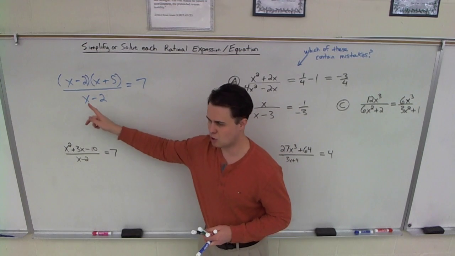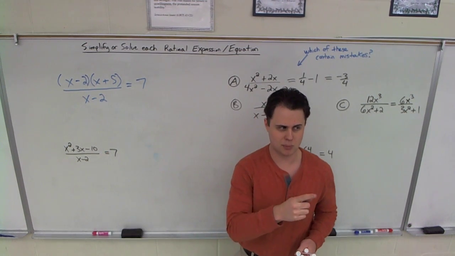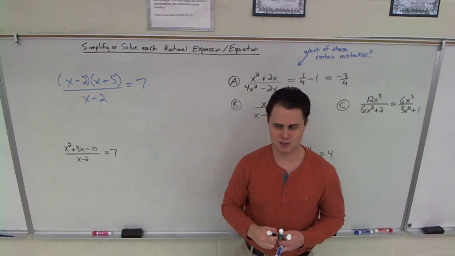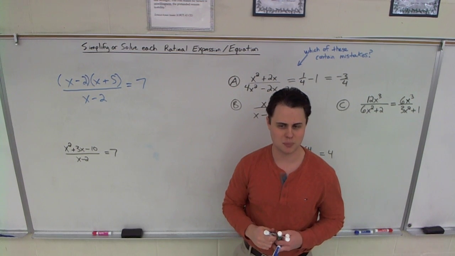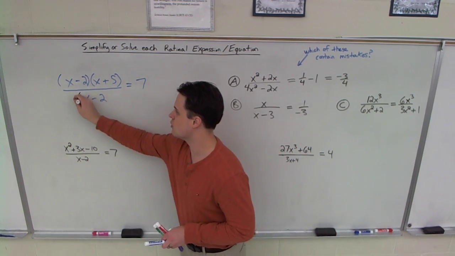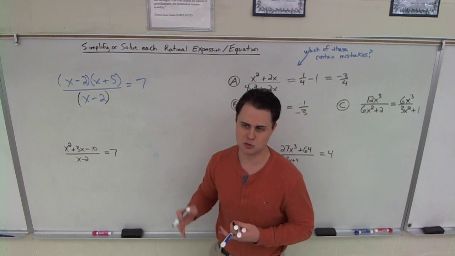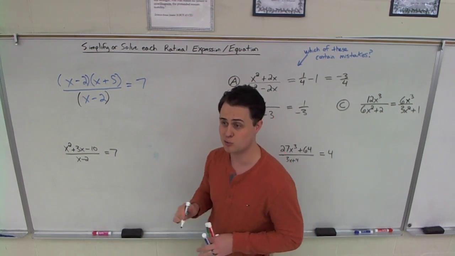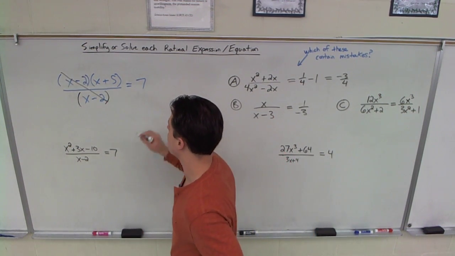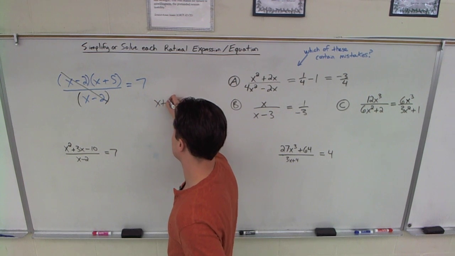But I see a minus, John. Danger, Will Robinson. Is it okay to cancel or not? Because we could think about this with its own little set of parentheses, and it's really just a product. So yes, but careful, right? So yes, it's okay to cancel that and get x plus 5 equals 7.